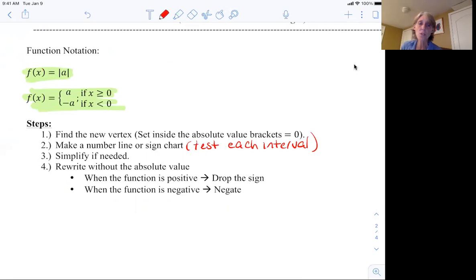Then the next step, and this is critical, we're going to rewrite without absolute value signs. When the function is positive, all you're going to do is drop the sign. And when the function is negative, we're going to negate what's inside. Okay, and I will talk about this in just a second.